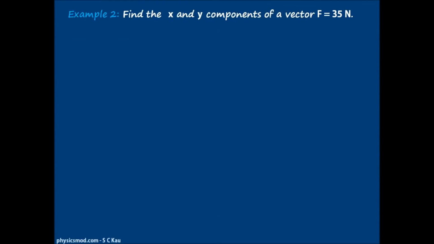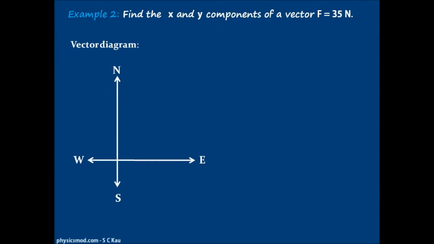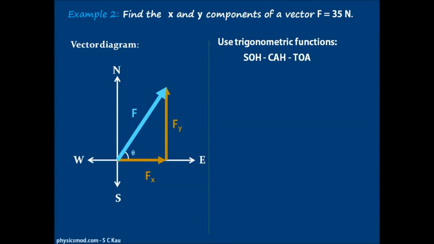Next example, find the x and y components of a vector f. In the vector diagram, it's shown that f is 57 degrees north of east, with its x and y components fx and fy. Before we proceed, let's review our trigonometric functions, SOHCAHTOA.